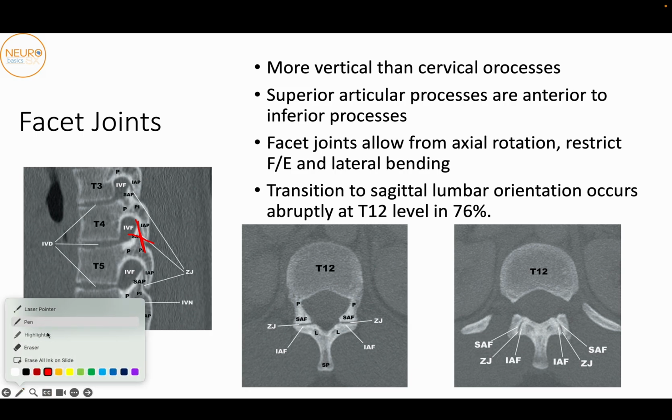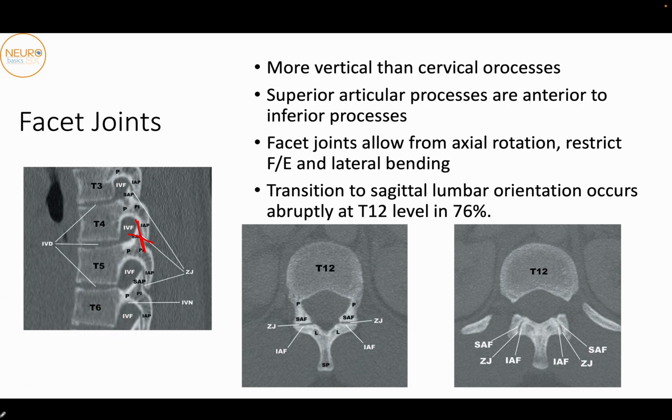Okay, and anytime you see the axial images, there will be a facet which is located anterior to the joint and a facet posterior to the joint. So the superior articular facet will always be anterior and the inferior articular facet will always be posterior. The main function of the facet joints in the level of the thoracic spine is to allow axial rotation but restrict flexion extension and lateral bending.